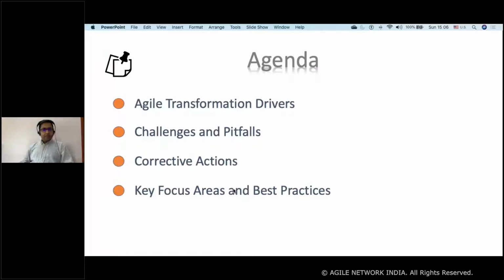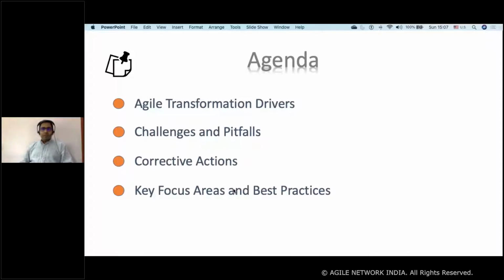Then we look at the major challenges organizations face during that journey. Once they start the agile transformation journey, what are the major challenges they face, and how do they react to them, because that's important. It's okay to make mistakes, but how you react to those mistakes is the key. Then we will look at some of the course corrections which we can make. I will share some of my experiences, and finally we'll look at key focus areas and share some of the best practices.